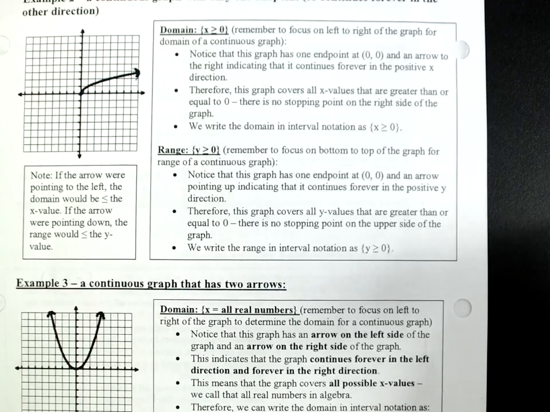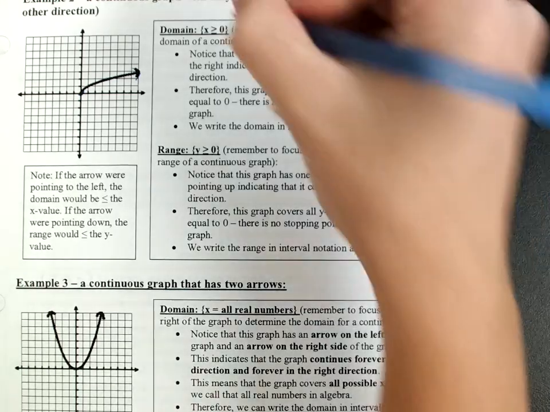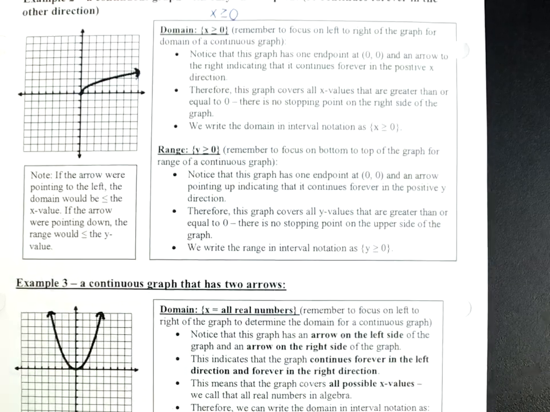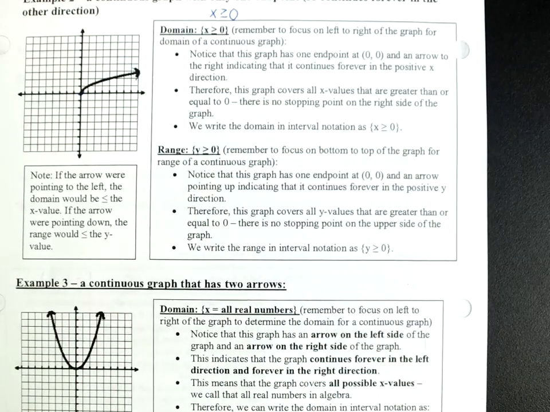So if we were going to write our domain here, the easiest thing to do is to just say x is greater than or equal to 0. All values greater than or equal to 0 would be in this domain. Again, that's the inequality notation.